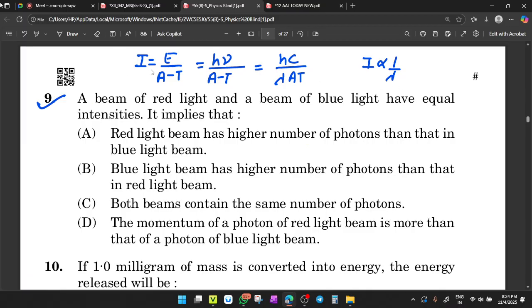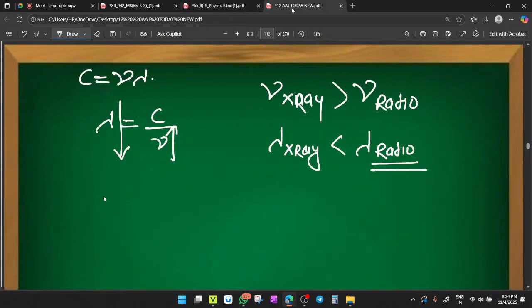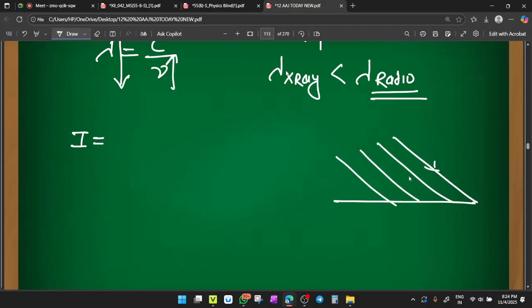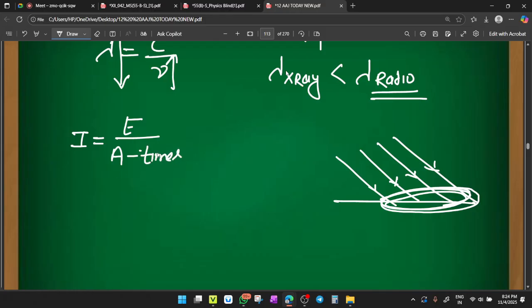So first, we're talking about intensity. What is intensity? Intensity of a radiation means the amount of energy impacted on a given area per unit time. This is the relation for intensity: energy per unit area per unit time.